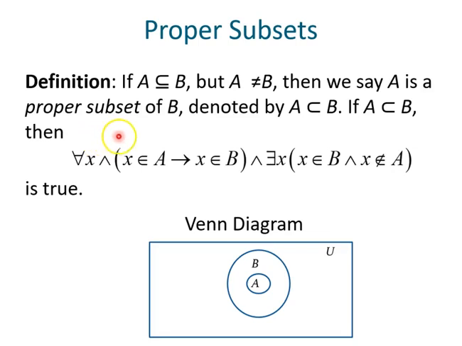Definition of a proper subset. If A is a subset of B, but A is different from B, then we say that A is a proper subset of B, and this is denoted this way. If A is a proper subset of B, then for any x, if x belongs to A, then x belongs to B, and there is an x in B that is not in A. So this here is extra.